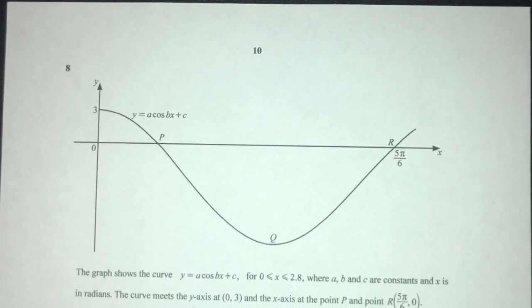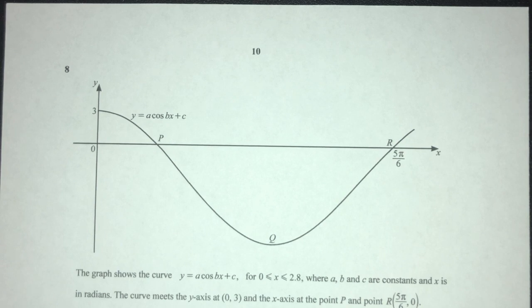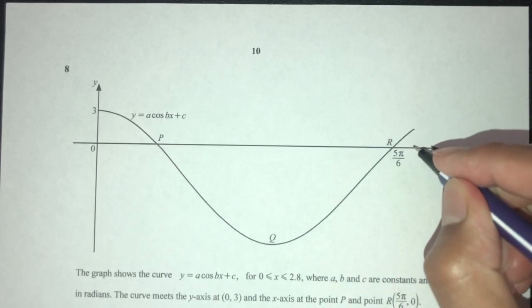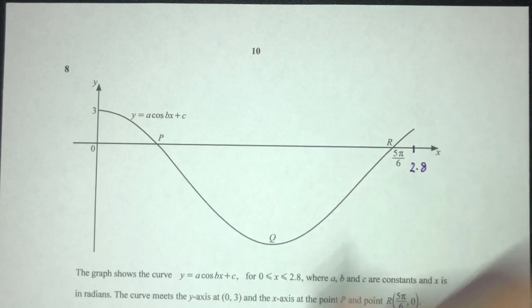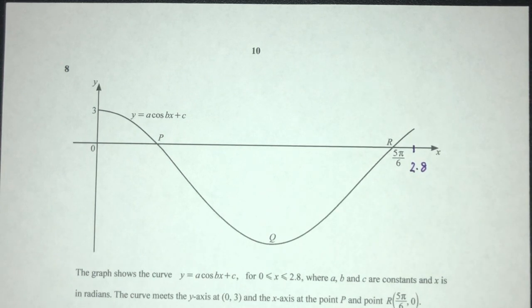Now let's move on with question number 8. The graph shows the curve y is equal to a cos bx plus c, for the value of x between 0 and 2.8. So this is the value here of 2.8. Yep, 2.8. Now where a, b and c are constants, and x is in radians. The angle x will be in radians.